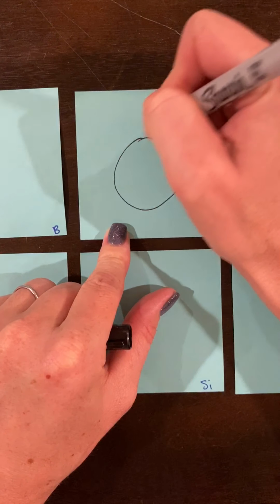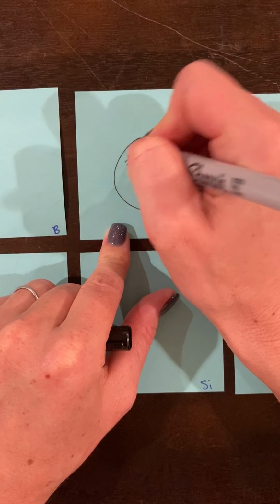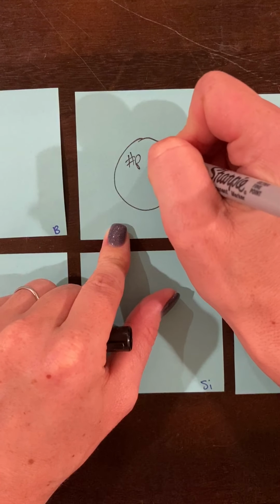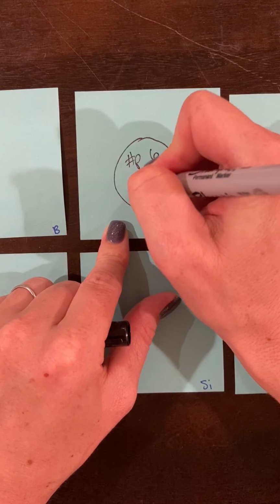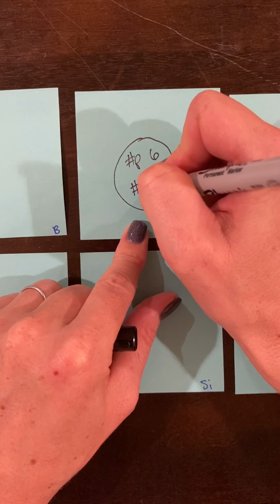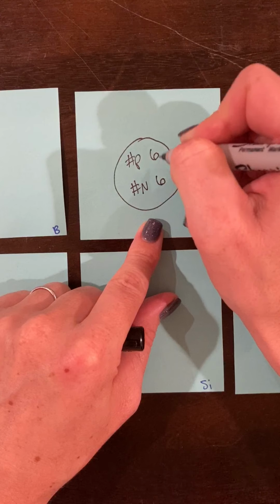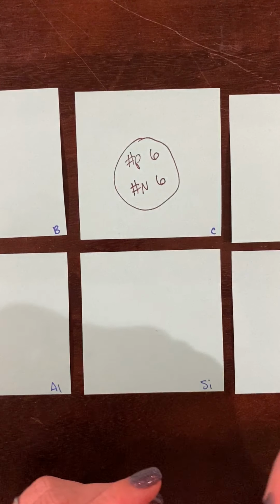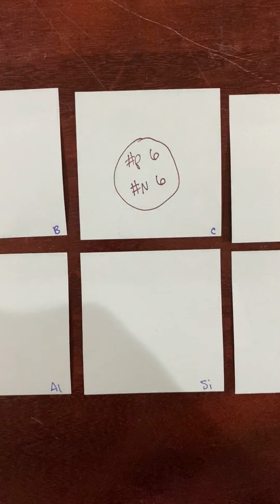So I'm going to draw my nucleus, and my atomic number is my protons, and that is 6. My mass number is 12, so my number of neutrons is going to be 6. 6 plus 6 gives me 12. That is my nucleus.